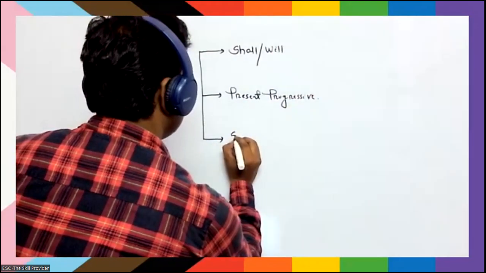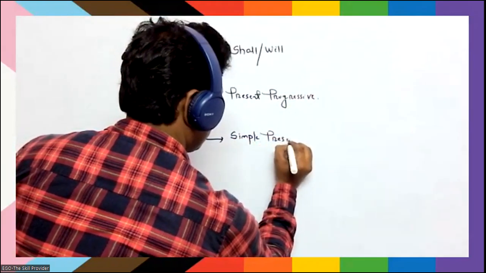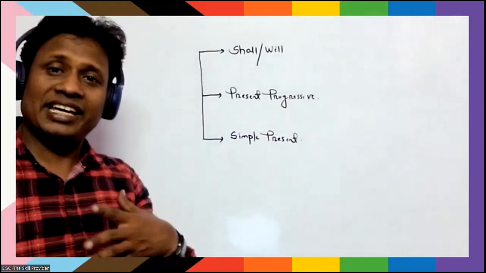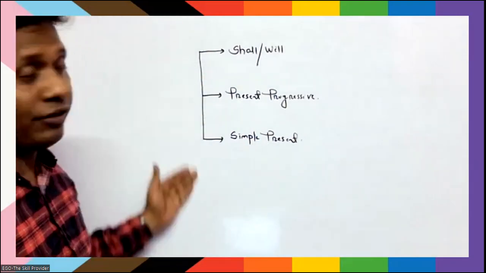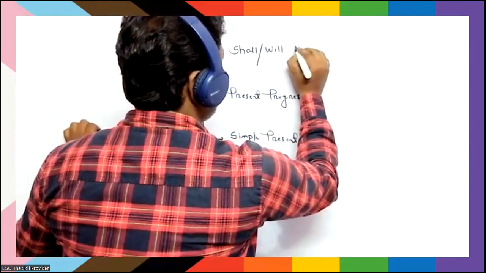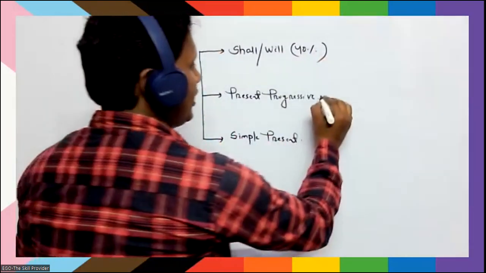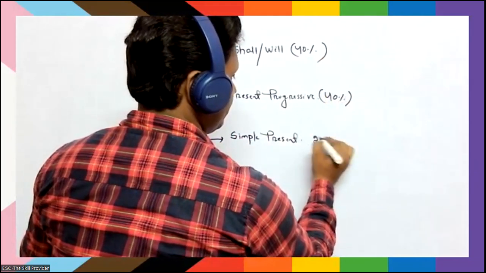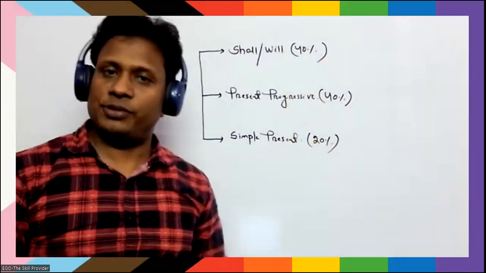And the third one is called simple present. So these are the three things you can use to speak English when it refers to future time. This constitutes almost 40% of your conversation, and this is also 40%, and this is 20%. So 40, 40, and 20 completes 100%, right?